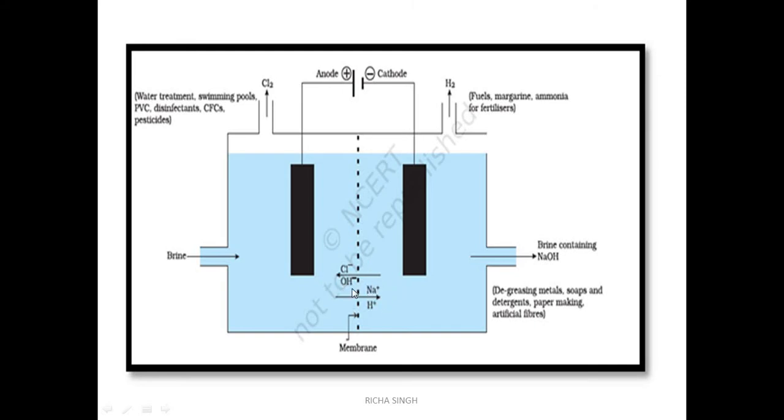Now what ions are left in the solution? It is Na plus and OH minus. These will combine to form NaOH. NaOH is also known as caustic soda. The reaction, I'm going to repeat that again: sodium chloride plus water, in presence of electric current, forms NaOH, Cl2 and H2. And this process is known as the chlor-alkali process because you are getting chlorine and an alkali, that is NaOH, in this reaction.